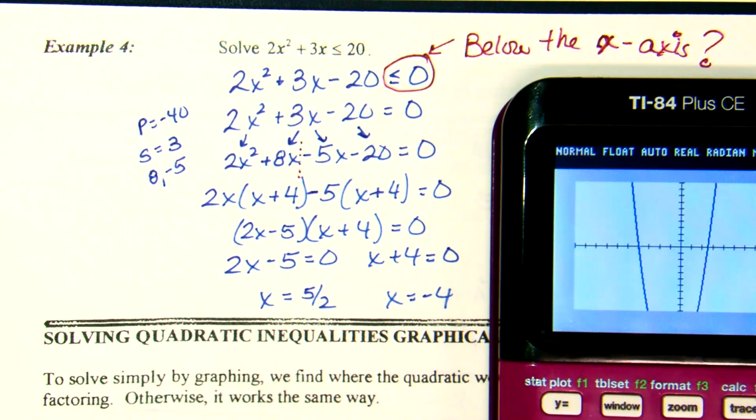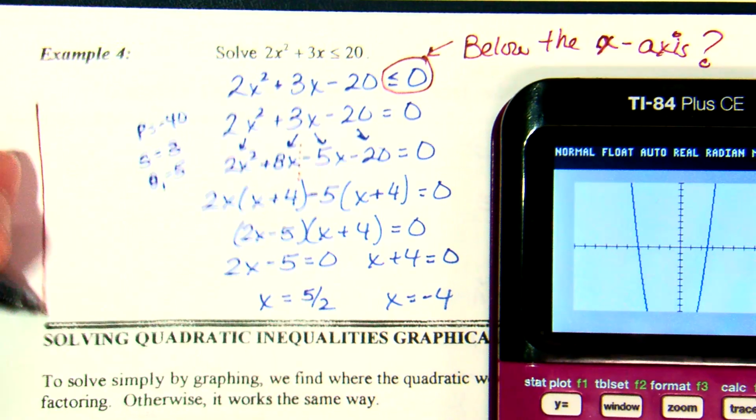Surprise, surprise, I have another parabola. Not a surprise is my point. Where's my graph crossing the x-axis? Negative 4 and between 2 and 3, which we're going to assume without checking is 2.5. Again, for visual purposes, I am sketching my graph here.